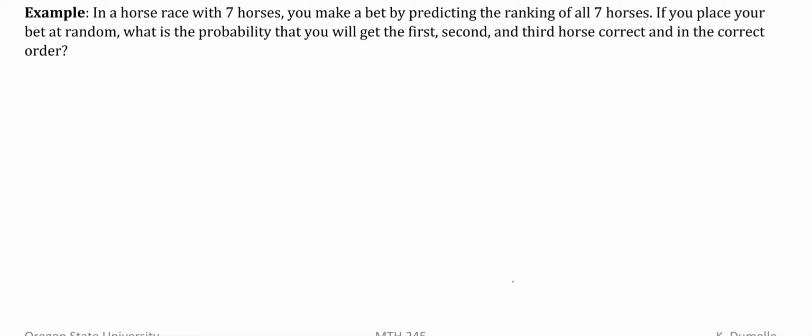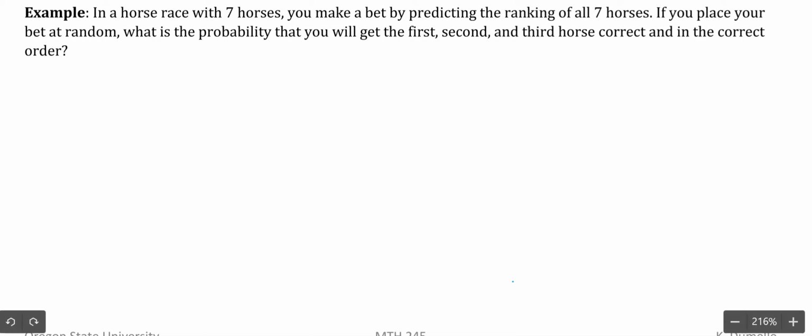In this video, we will see another example of computing probabilities with permutations. Here's our example. In a horse race with 7 horses, you make a bet by predicting the ranking of all 7 horses. If you place your bet at random, what is the probability you will get the first, second, and third horse correct, and in the correct order?